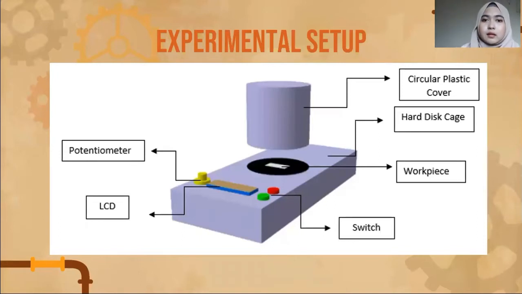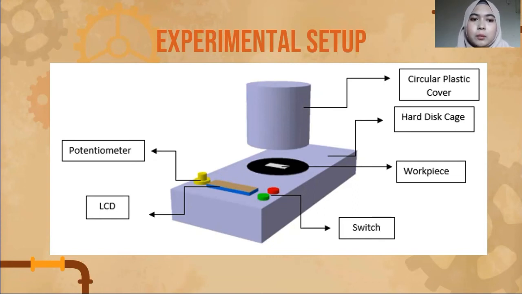Next is the experimental setup. This is the schematic diagram of the prototype for the spin coater machine that has been sketched and designed. The main material that will be used is a brushless DC motor, which can be obtained from a recycled hard drive. The hard disk cage will be recycled to create a box to install the circuit that is needed to run the system.